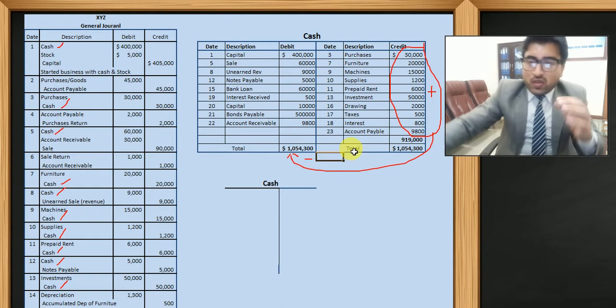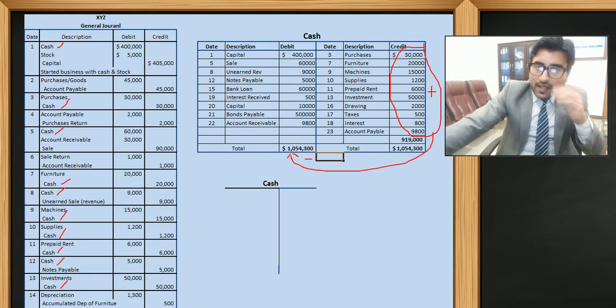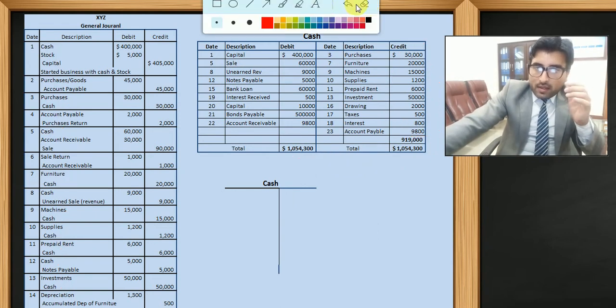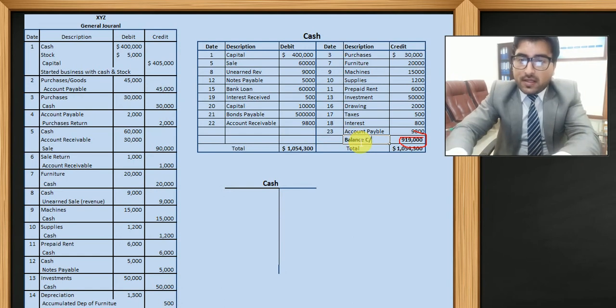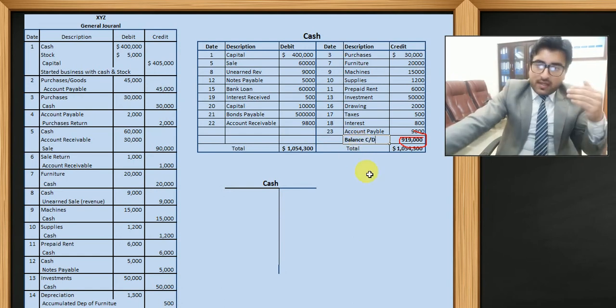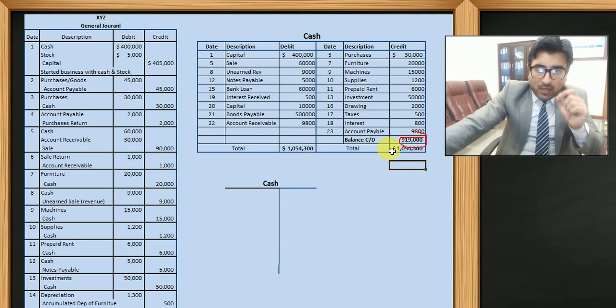So dear students, one point is that this value is our balance, and this balance is called balance CD. What do we mean by CD? Because this balance is carried down into the next accounting period. So this will be the opening balance for cash in a new accounting period. So dear students, keep in mind this is a debit balance.